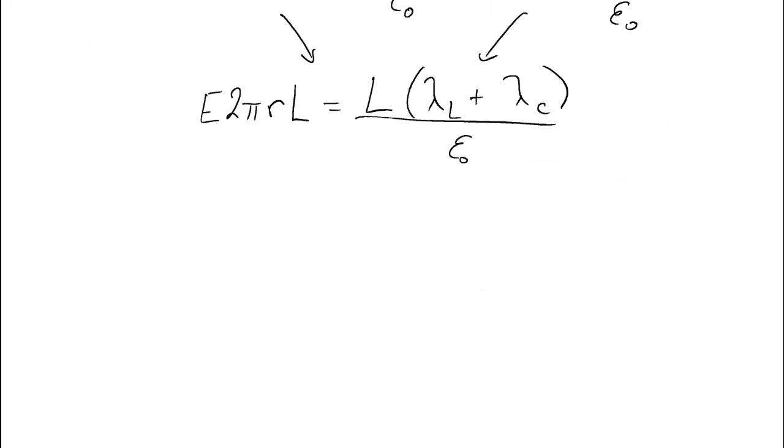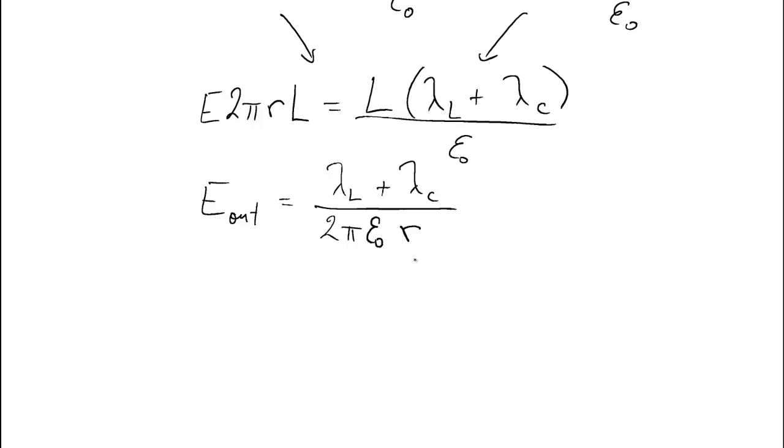Now we can continue the equation by dividing over this part here. The electric field, and I'm going to name it now, the electric field outside is equal to, the L's going to cancel, and we have lambda L plus lambda C divided by 2 pi epsilon 0 times r.